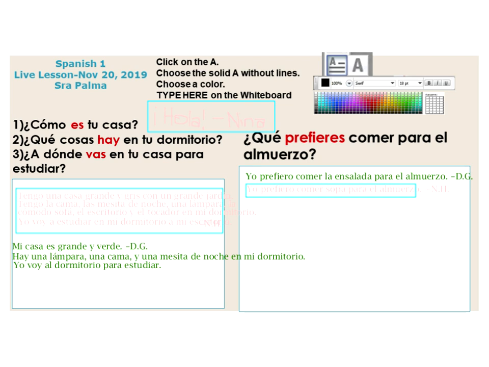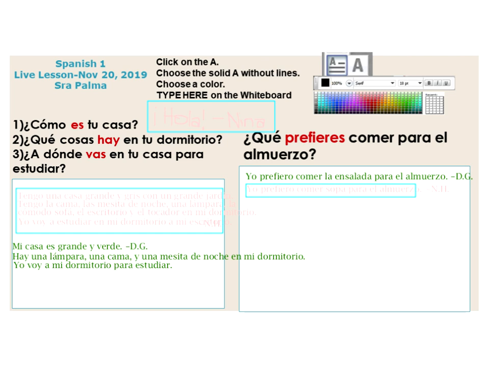¿A dónde vas en tu casa para estudiar? So vas is from the verb ir that we were introduced to in Module 2. So yo voy a mi dormitorio. So not al, but al is not incorrect. You could say al dormitorio, but you would really say a mi dormitorio, to my room. Yo voy a estudiar, this is very good, Nina, en mi dormitorio, that's correct.